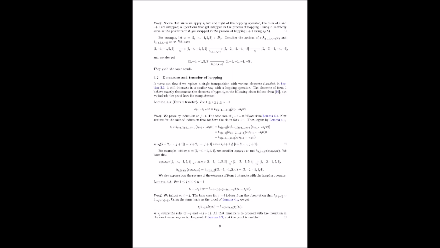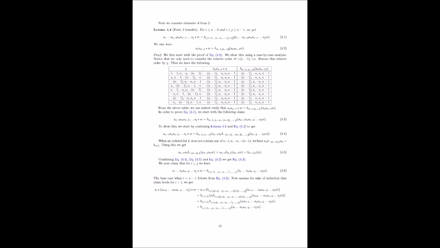And the goal is to compute the Demazure product of this permutation with itself, W * W. So we're basically squaring this permutation using the Demazure product. How do they approach this with hopping?